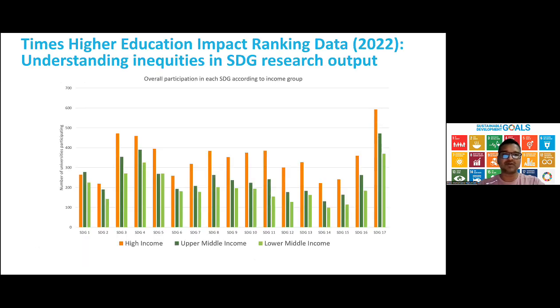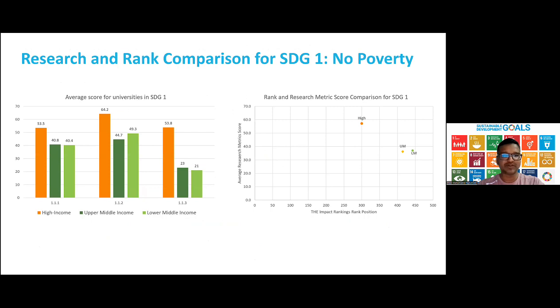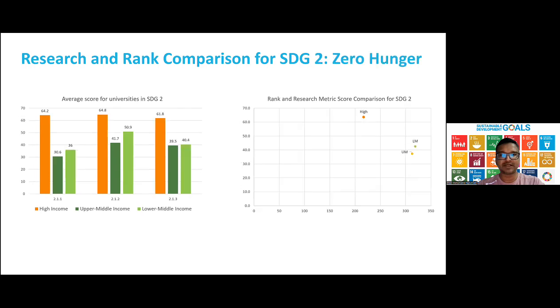So this is just an example of the Times Higher Education Impact Ranking data 2022. We see the understanding of inequalities in SDG research output. So, for example, SDG 1, we see the high income countries score the highest average score for universities in SDG 1. The upper middle income and lower middle income are very close. But there is a huge gap between the high, upper middle, and low income countries.